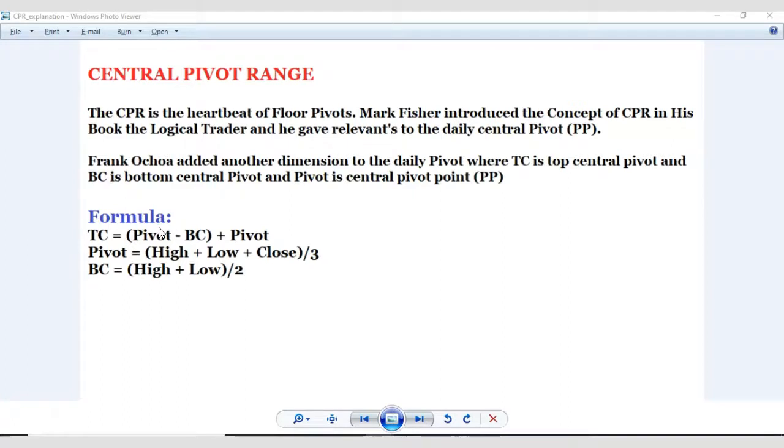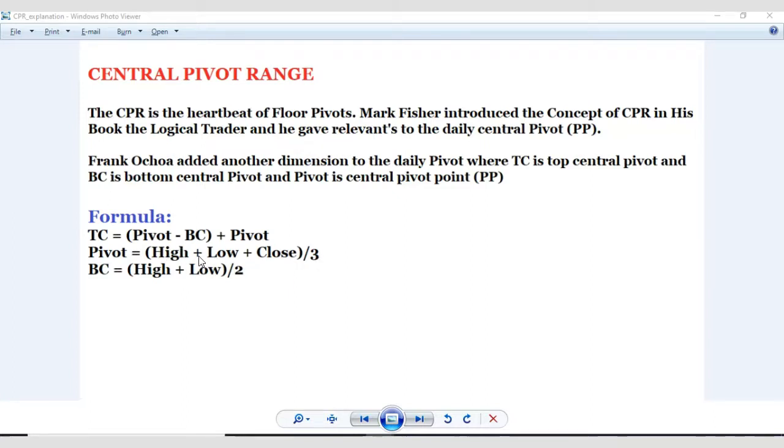So the formula to do this, you can do it every day. Today, as the market closed right after 3:30, you can always calculate the next day's CPR range after today's market close by using this formula. TC, top central pivot, equals pivot minus bottom central pivot plus pivot. To calculate this, first we need to know the pivot. The pivot is nothing but the previous day's high, low, close divided by 3.